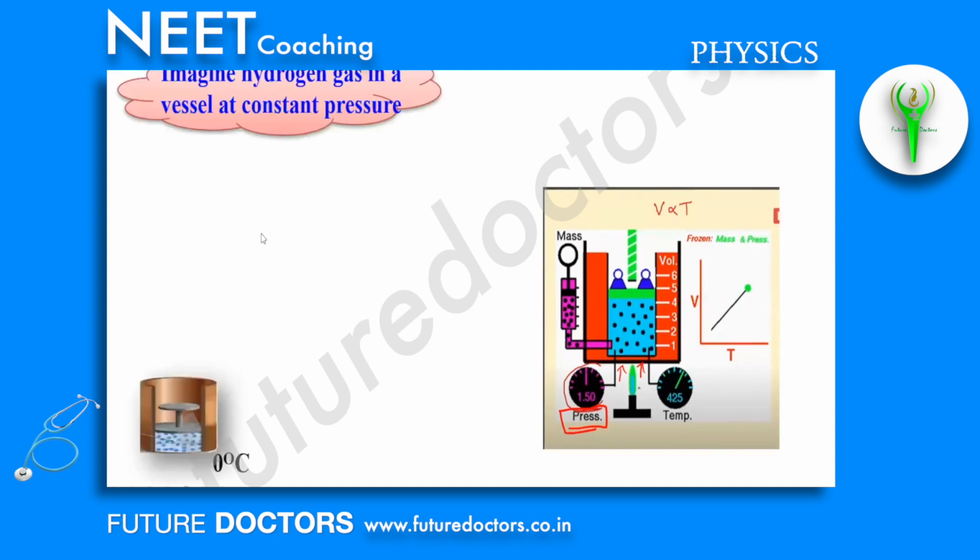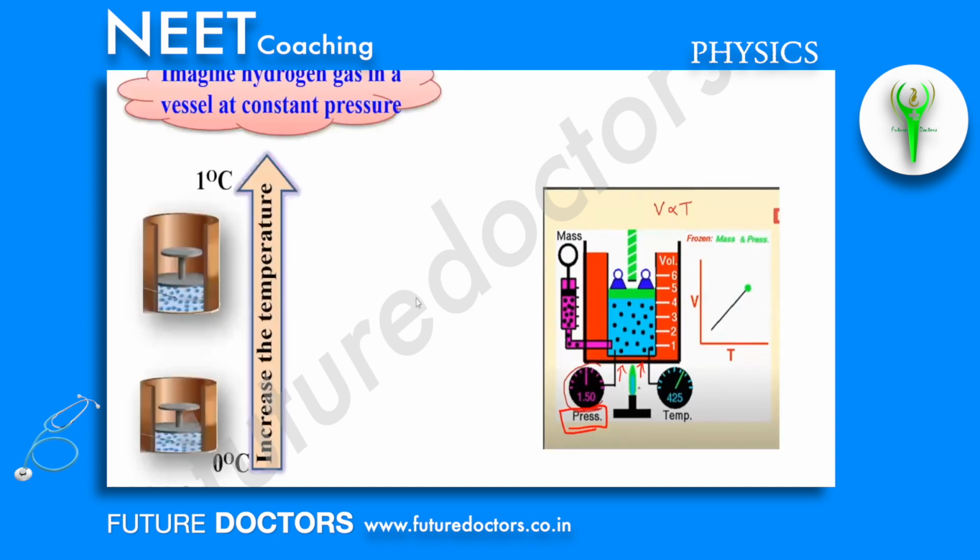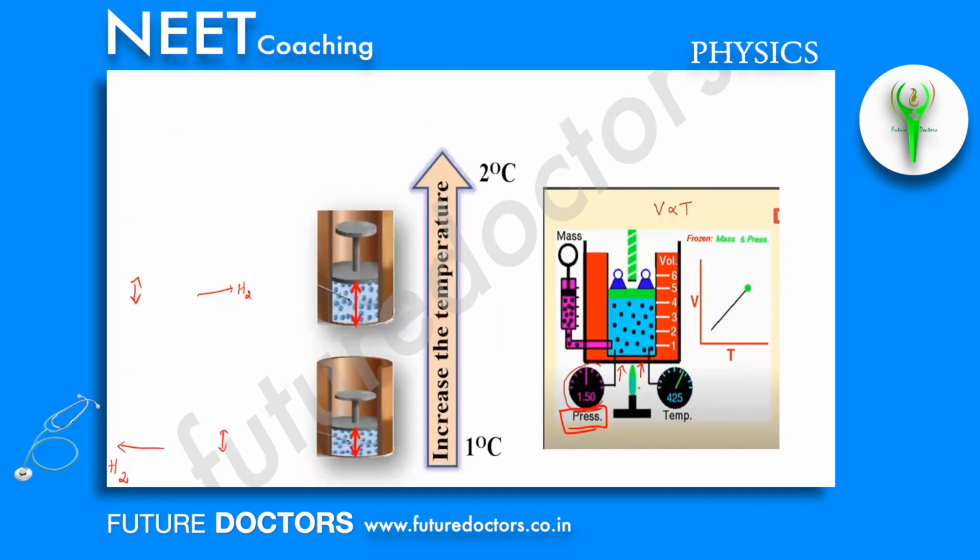Now the hydrogen gas is in a vessel at constant pressure. This is the hydrogen gas, which is at 0 degrees. Now we are increasing the temperature to 1 degree. Now the volume has increased. This is the volume at 1 degree. So the volume increases. Now from 1 degree, we are increasing the temperature to 2 degrees. Again, the volume increases.